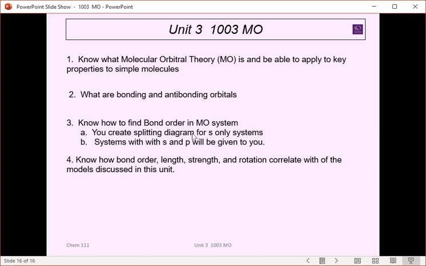You can create splitting diagrams yourself for s-only systems. Systems with s and p together will be given to you. You'll be given the splitting pattern. Then once you have the bond order, know how bond order, length, strength, and rotation correlate with the models discussed in this unit.